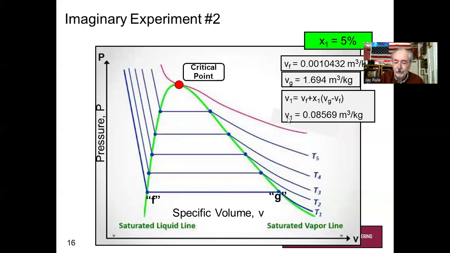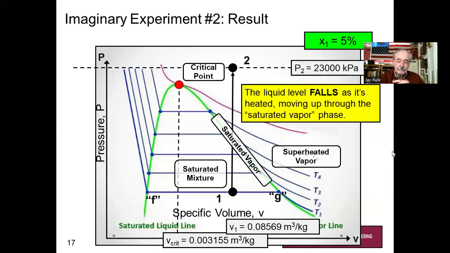Let's say V1 in this case is 0.08569. We're just going to turn the crank. X1 is 5%. We get a number, 0.08569. Let's pinpoint that on the pressure volume diagram, plot our process, and study, is our liquid level going up or down for this situation? Well, there we go. And so we've got 5%. Okay, so I'm going to label my specific volume, V1, as 0.086 relative to our V critical, 0.003. So we're to the right of 0.003. So I put it there.